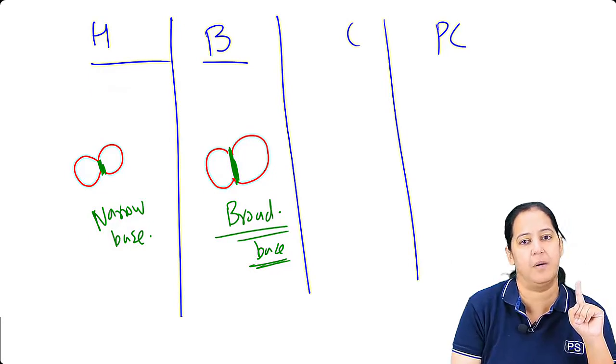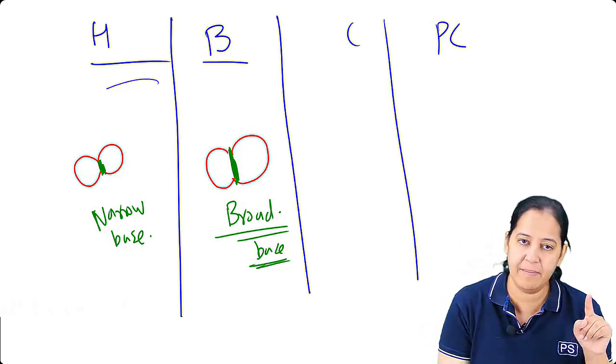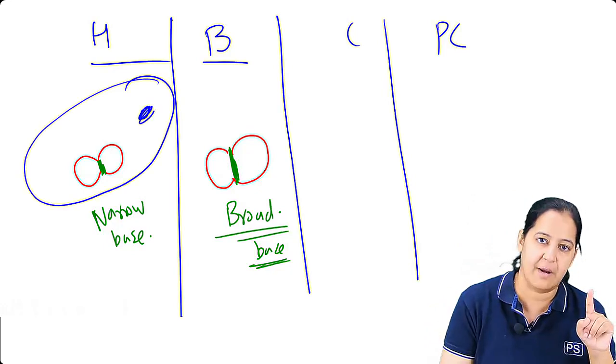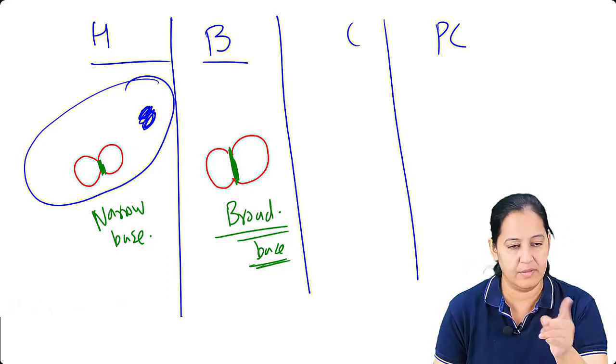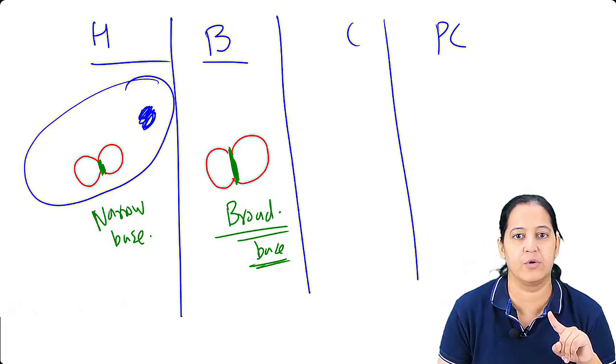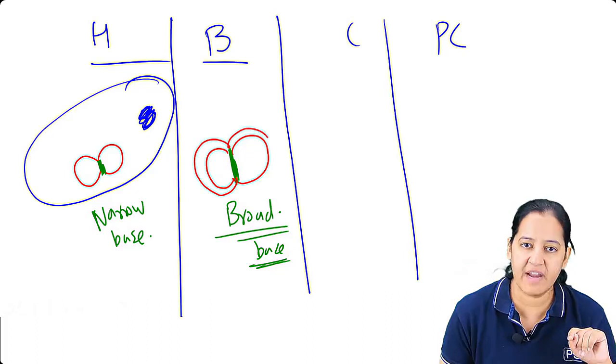Histoplasma and blasto, the biopsy feature. I told you histo is always intracellular, so it will be inside the macrophage. This is a macrophage and you get multiple histo. The second one, blasto, is not always intracellular. It can be, it cannot be. It has a double wall. Here we have a double wall, apart from the narrow bud and broad bud.